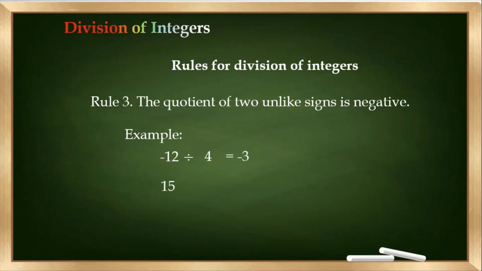If ever 15 divided by negative 3, positive naman si dividend, negative naman si divisor. Ibig sabihin nun, unlike sign pa rin sila, yung dalawang ito. So, 15 divided by negative 3, the answer is negative 5. Okay?